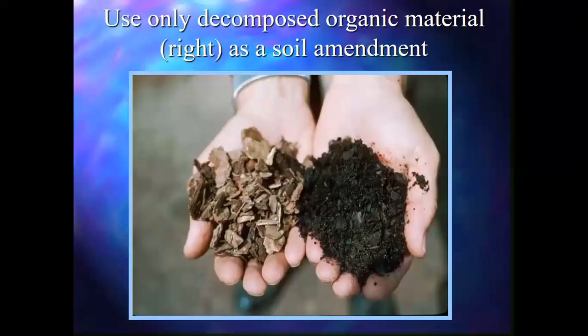Anyhow, you see on the right is the decomposed material. That's what needs to be used. It's composted, not the one on the left. If you put fresh wood chips and mix them in the soil, the soil microbes will take nutrients out of the soil to break it down. On the right, it's already been broken down. You can use wood chips as mulch, but don't incorporate them into the soil.